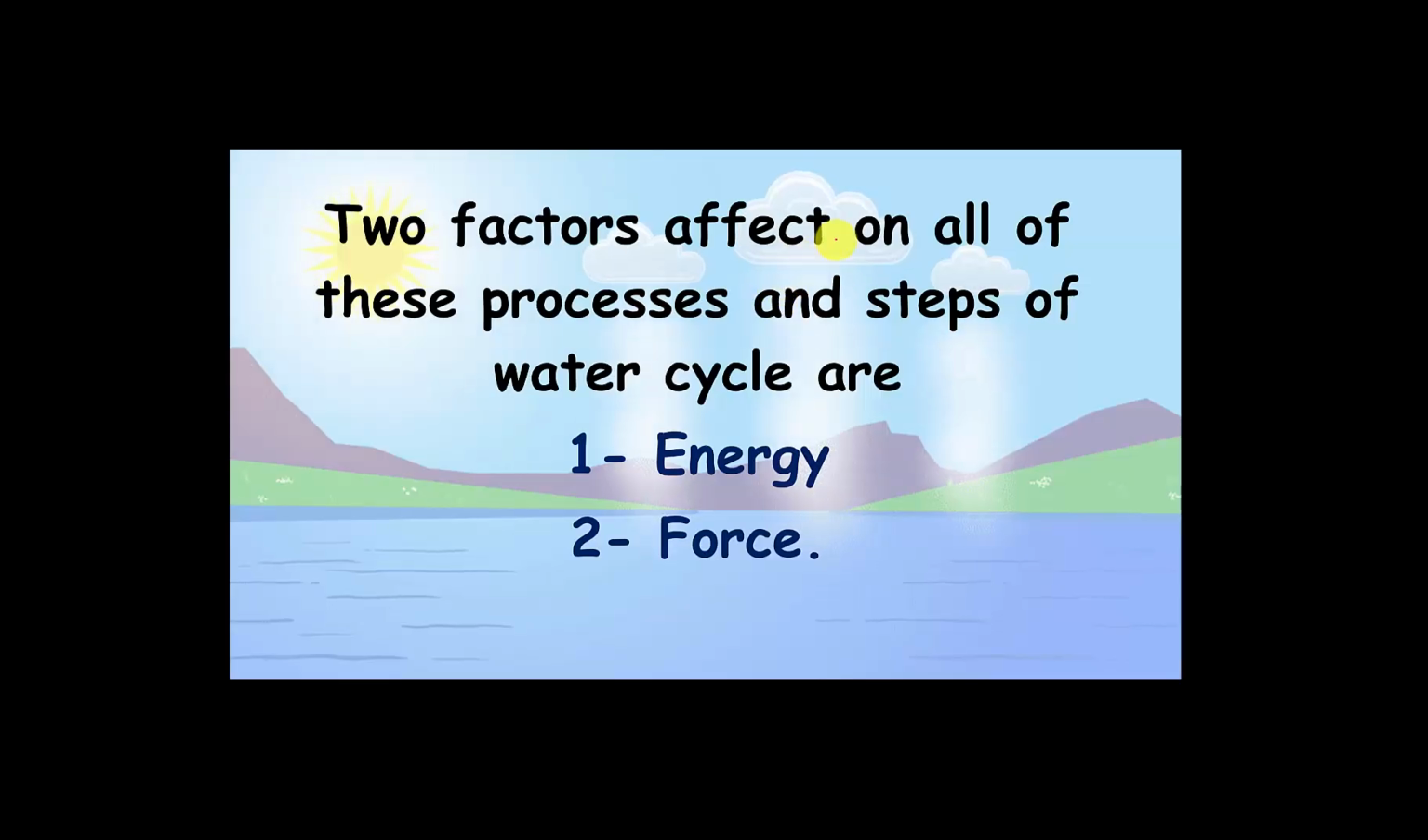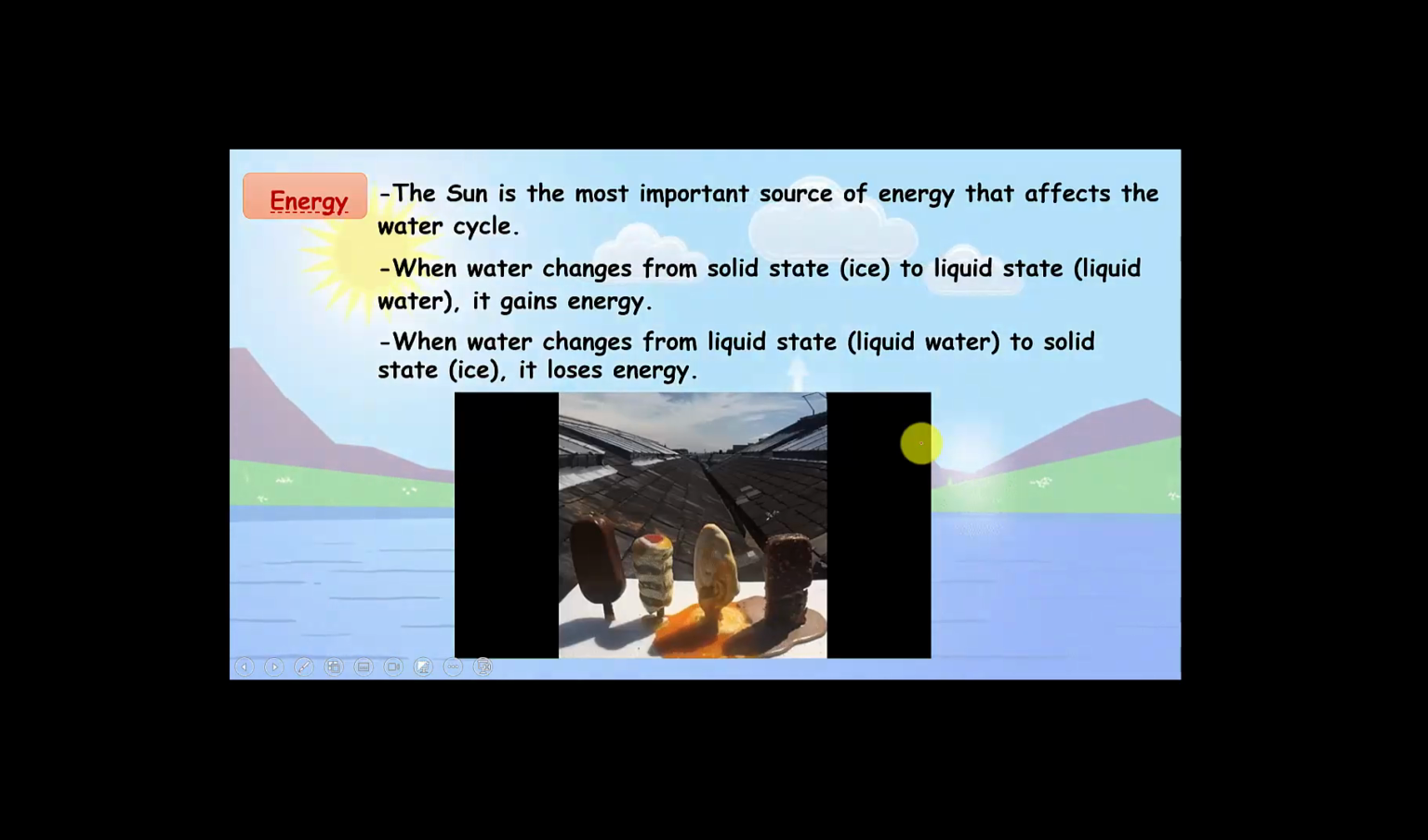Two factors affect all these processes, and the steps of the water cycle, which are energy and force. These two factors affect the processes of the water cycle, which are, someone tell me, yes, evaporation, and condensation, and precipitation. These processes are affected by the energy of sunlight and by force. We will begin with the energy.